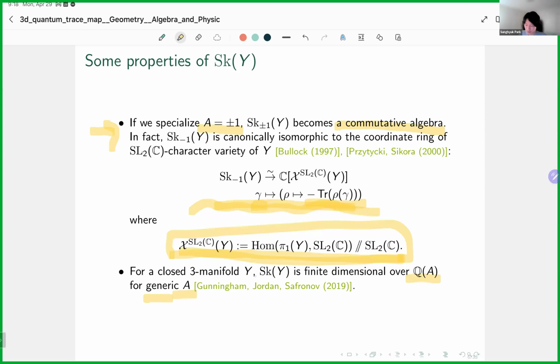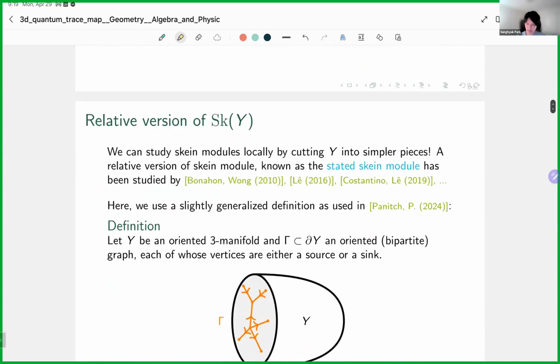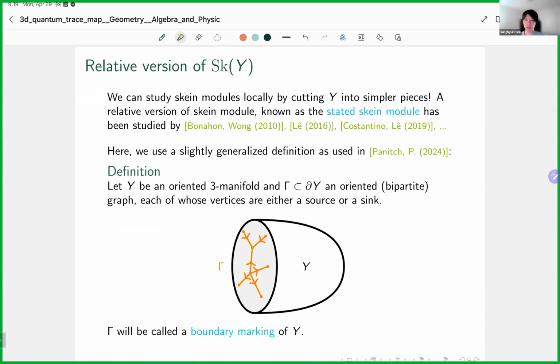Yeah, so the skein module is a finite dimensional vector space, which is actually quite surprising since this is far from being finite dimensional when A is non-generic, say minus 1, for instance. In a lot of ways, skein modules behave like TQFT, in the sense that we can study skein modules more locally by cutting the three-manifold into simpler pieces.